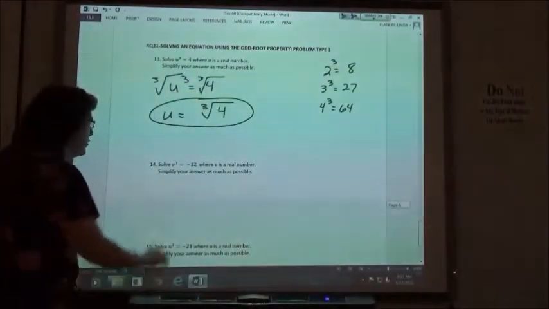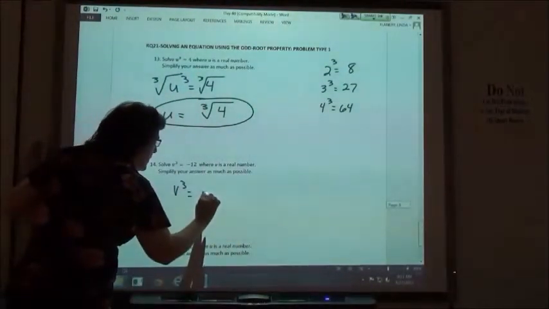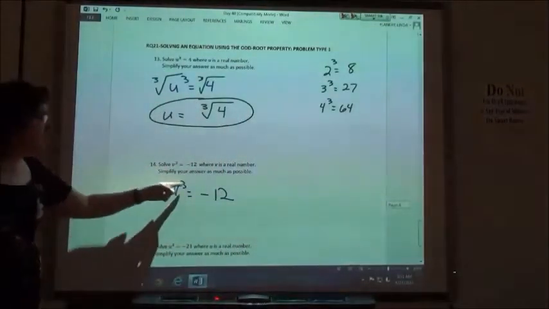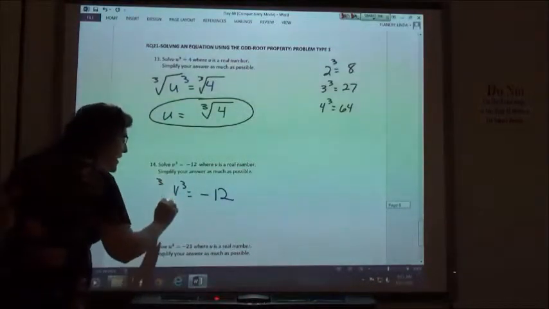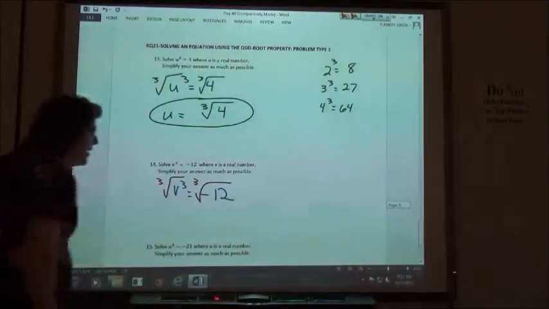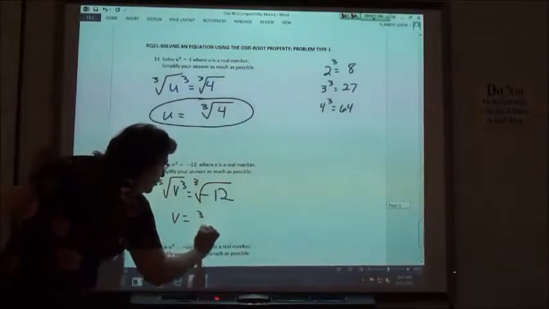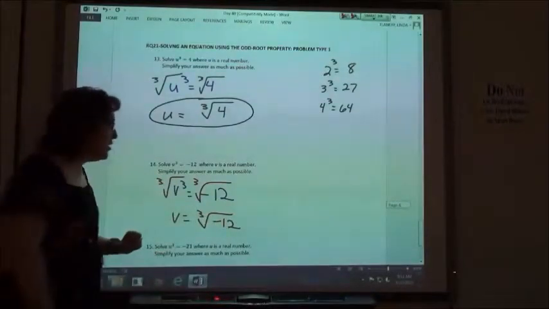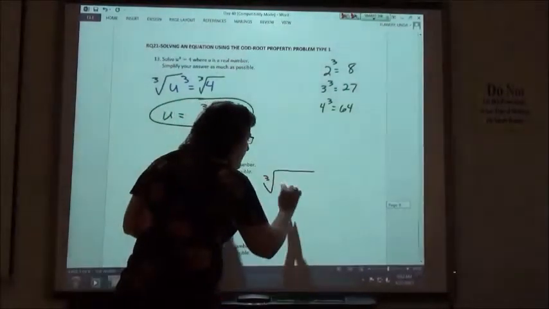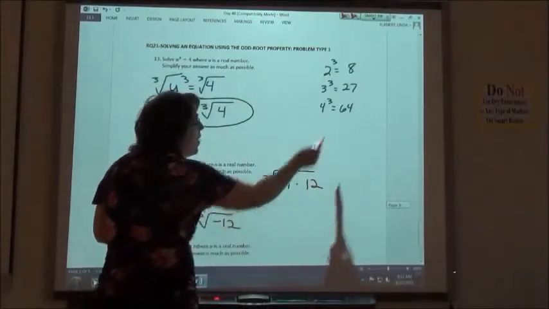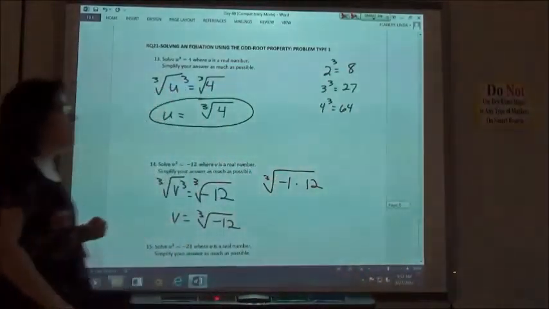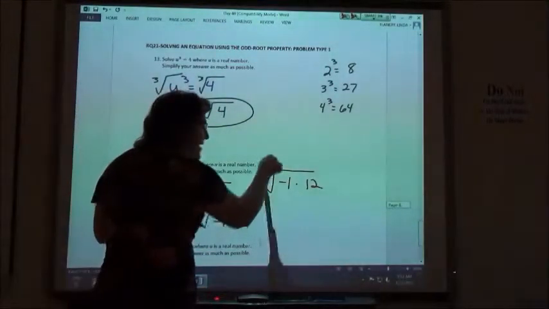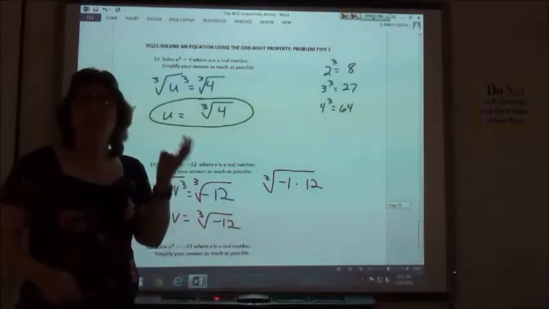Now if I'm going to do the next one, v cubed equals negative 12. Again, I'm using that property that I have to do the opposite of cubing, which is taking the cubed root of both sides. So v is going to equal the cubed root of negative 12. If there's a negative out in front, what they're going to do is say that I have the cubed root of negative 1 times 12. Again, the 12 I can't factor into anything that's a perfect cube, but the cubed root of negative 1 is negative 1, because negative 1 times negative 1 times negative 1.